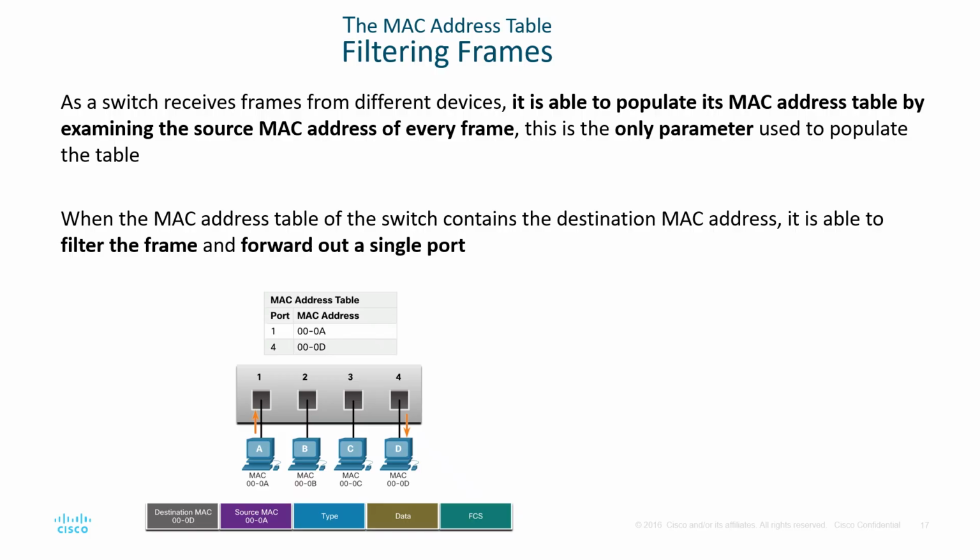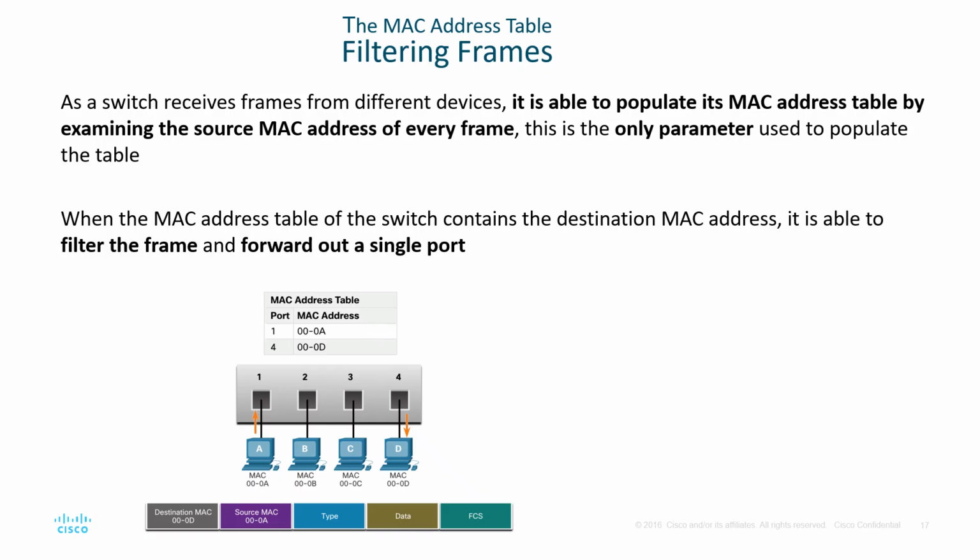So in going through it, as a switch receives frames from different devices, it is able to populate its MAC address table by examining the source MAC address of every frame. This, again, is the only parameter used by that switch. When the MAC address table of the switch contains the destination MAC address, it is able to filter the frame and forward it out a single port.